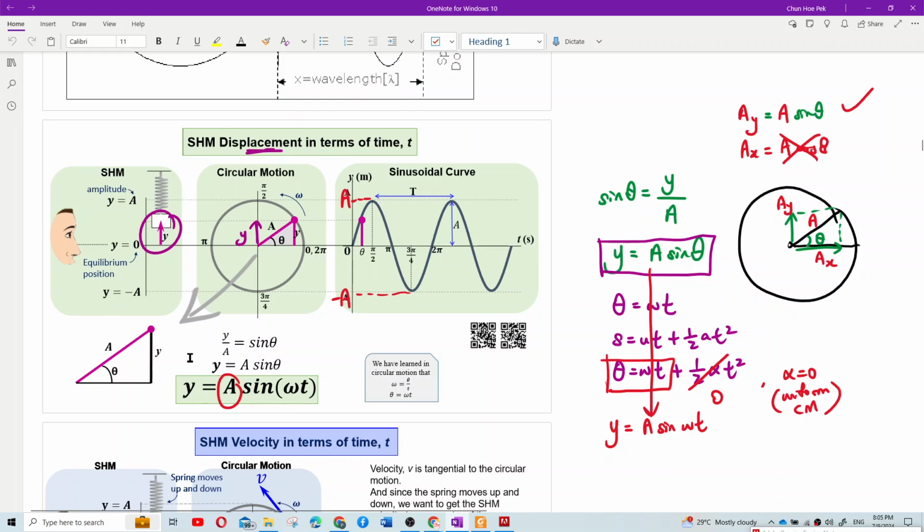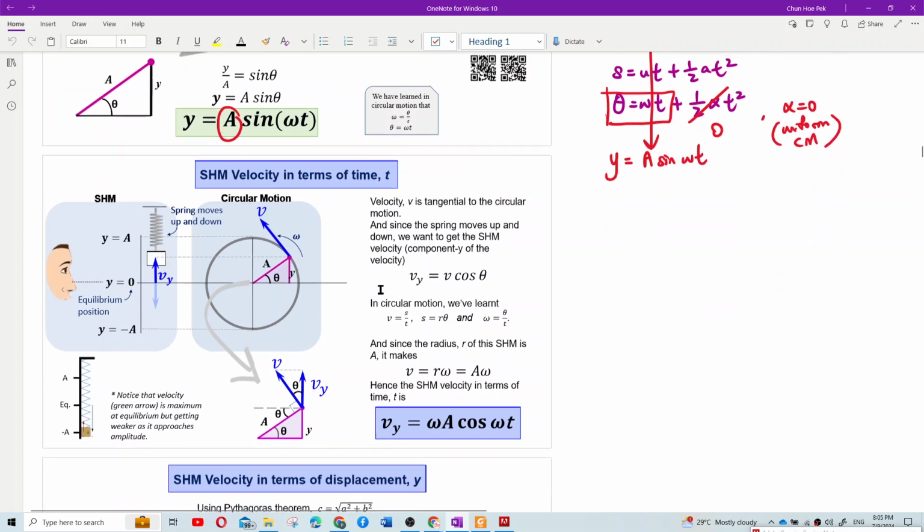This is the formula for displacement, for y displacement of the simple harmonic motion as it goes up and down, up and down. So we got the formula already. Displacement against time formula, and this is the graph, right? And the amplitude is the A. Yeah, A. Okay, then let's go to velocity.